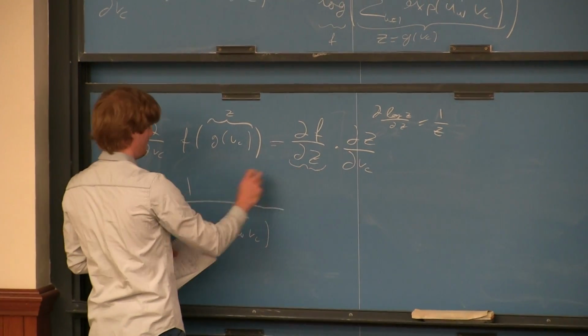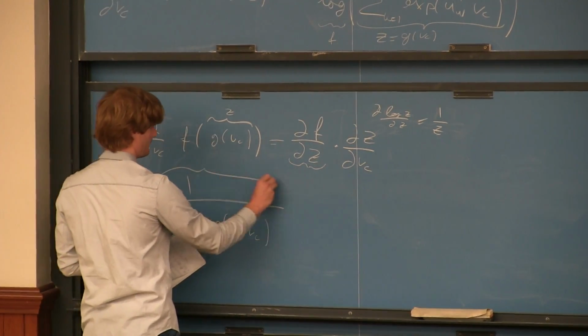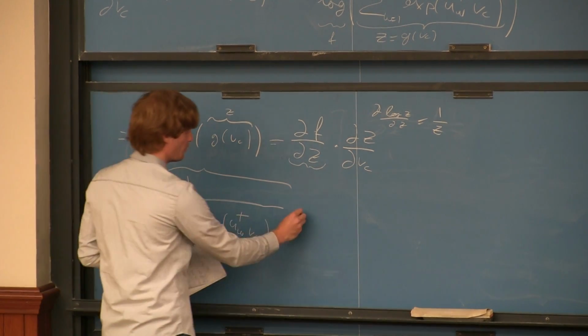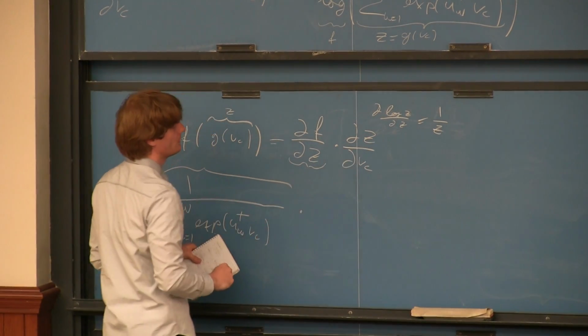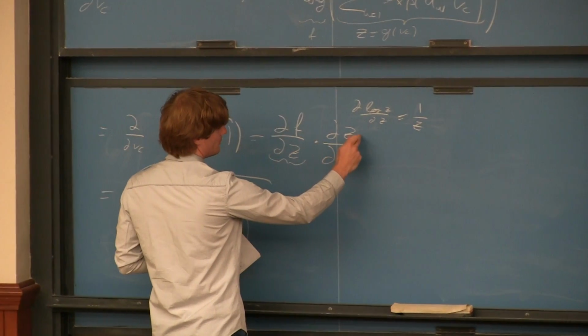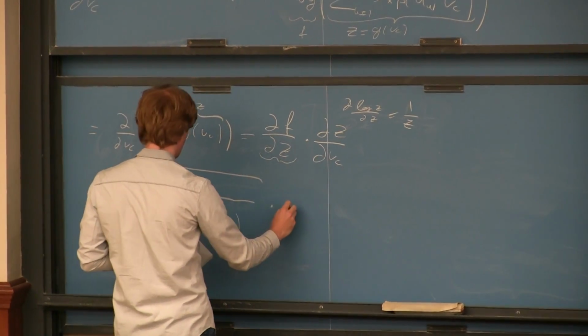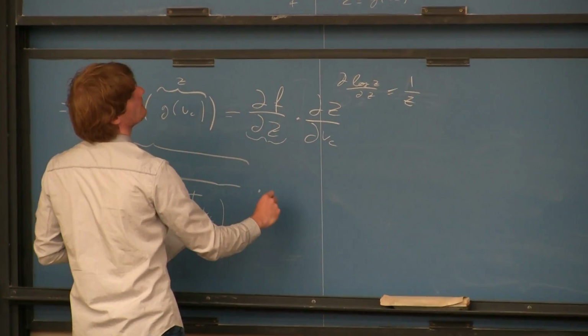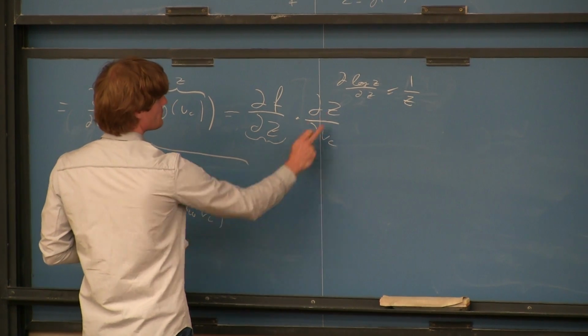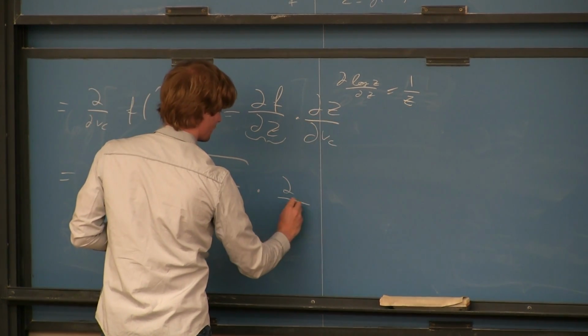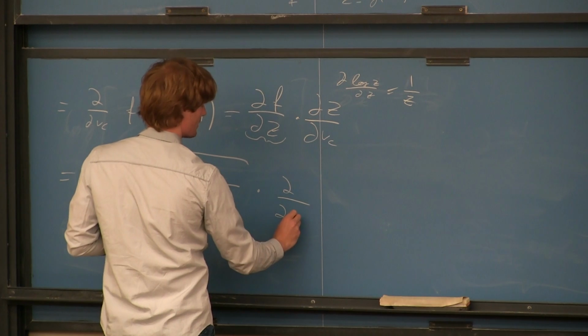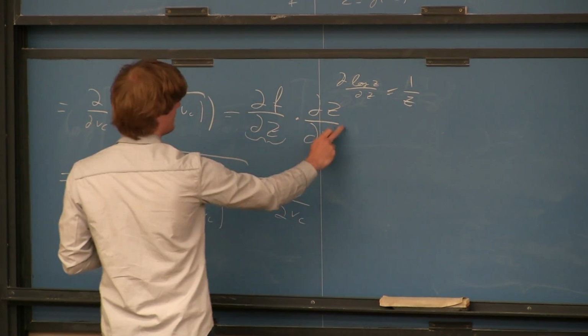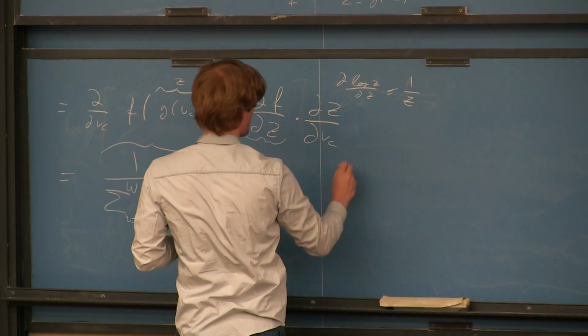Okay, so this part is this one right here. Now we multiply that with the derivative of z with respect to vc, or partial derivative, which is what you can also call this. So what was z? Let's just write that out again. We'll have here vc, and z was basically just a sum.